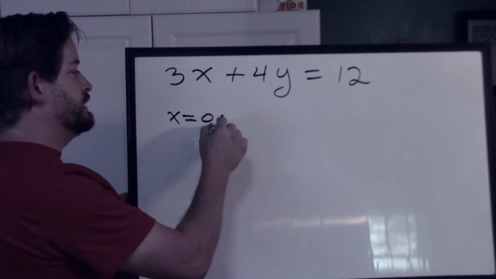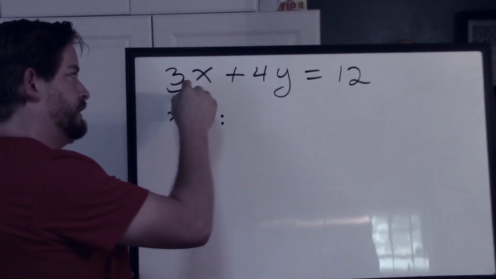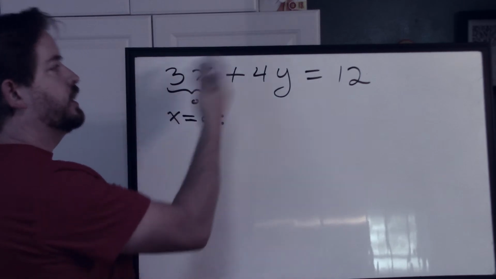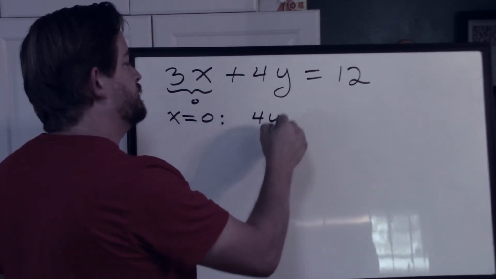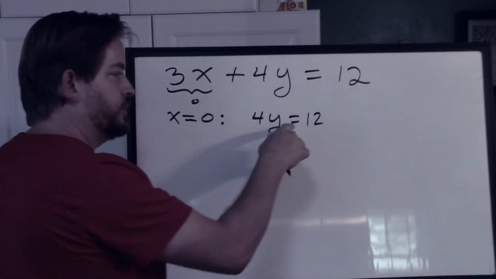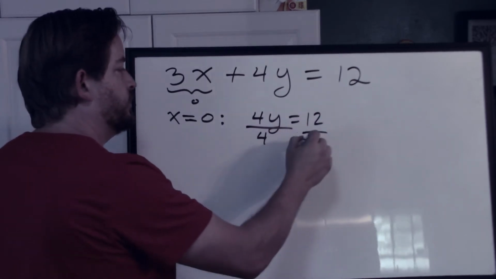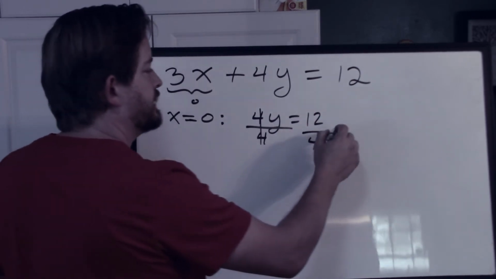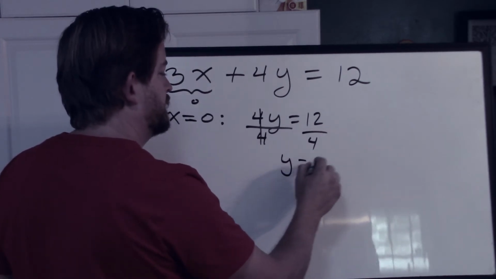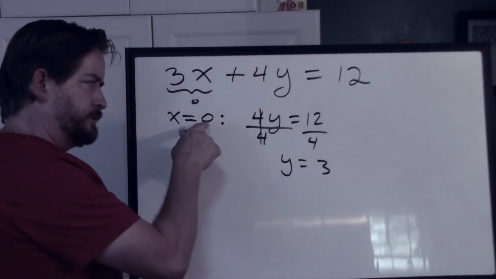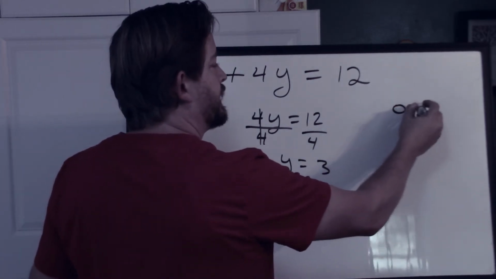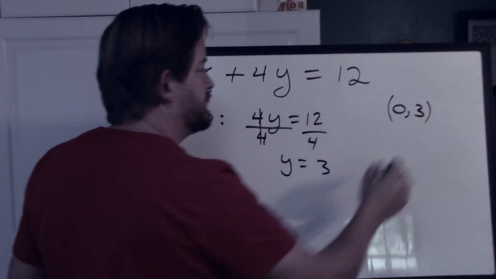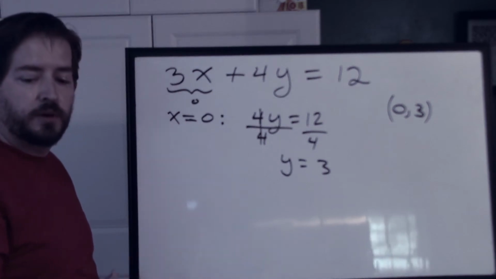Because if x is equal to 0, this whole term right here is 0, and it disappears on me. The only thing that's left is 4y equals 12. And it's really quick and easy to figure out what y is in this case. It's 3. So that tells me when x is 0, y is 3, and it took very minimal effort to get that information. That's one of my points.